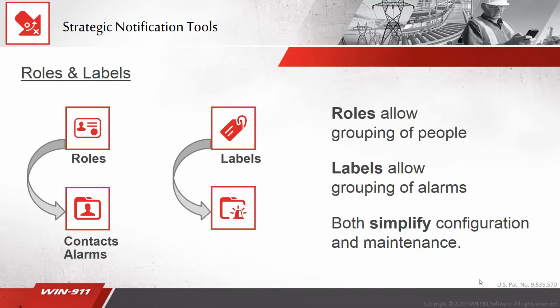In general, roles and labels both will simplify the configuration and maintenance. Roles will allow grouping of people, and labels will allow groupings of alarms. The idea is that you can apply things much easier to the group versus having to apply them to the individual one by one or to each individual alarm.